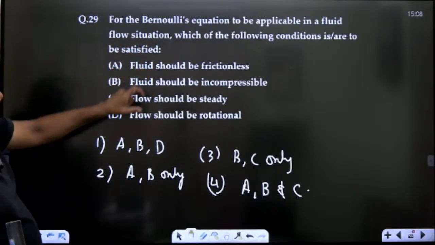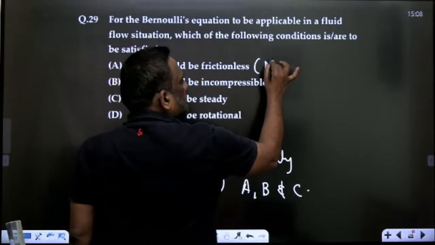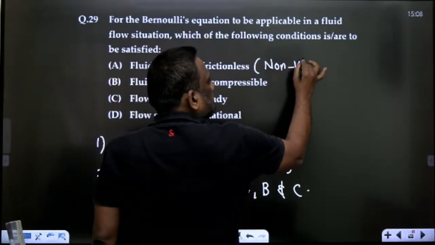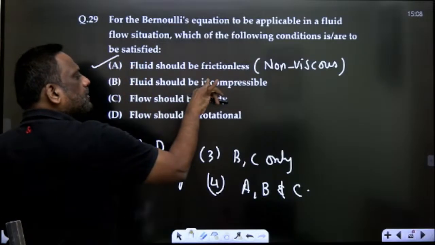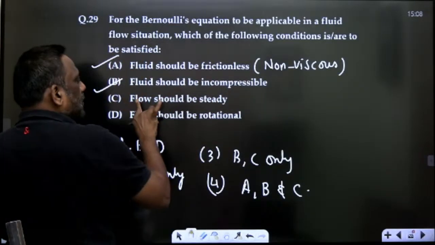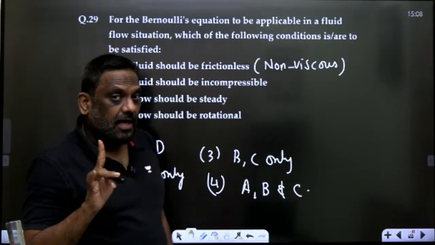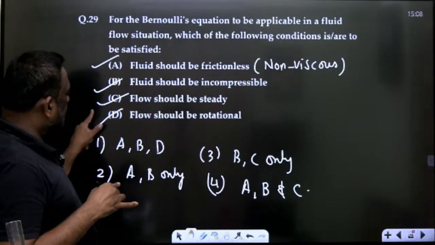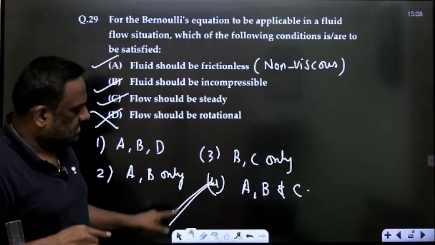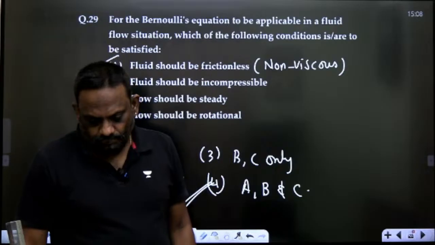For applying Bernoulli's equation, flow should be frictionless, that is non-viscous. Correct. Flow should be incompressible. Correct. Flow should be steady. Correct. Flow should be rotational. ना. Rotational में क्या होता है? Viscous effects रहेंगे. So this is गलत. A, B, C is the right answer.